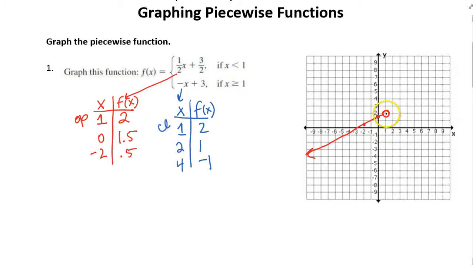So we go to 1, 2, and that's weird. We land right on the open dot, but that's okay. Color it in. It wins. So if you have an open and a closed dot, the closed dot wins. So then we have 2, 1, and then we go to 4, -1. So you just want to go ahead and sketch it in that main direction. Okay, so we're done with the piecewise. There we go. 2 pieces, all done.